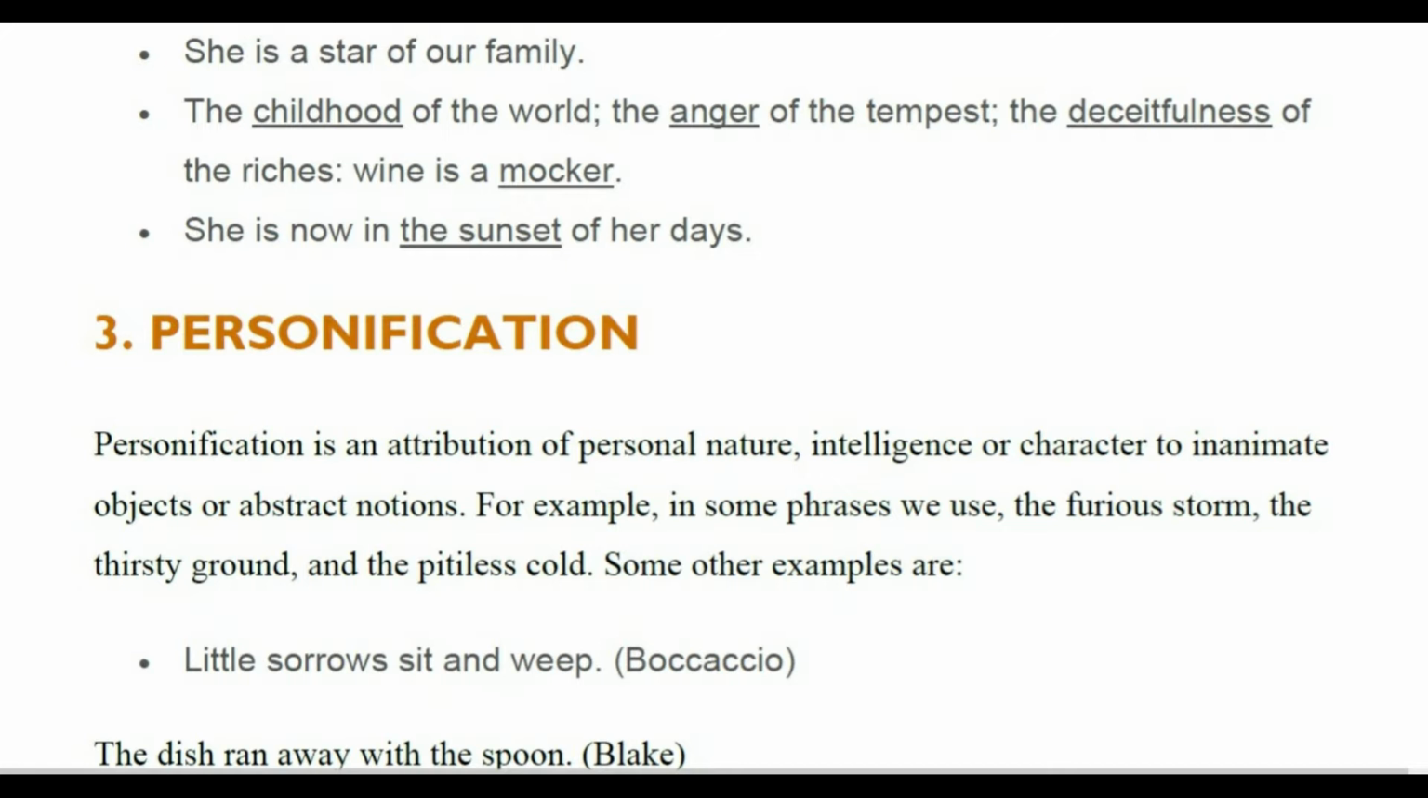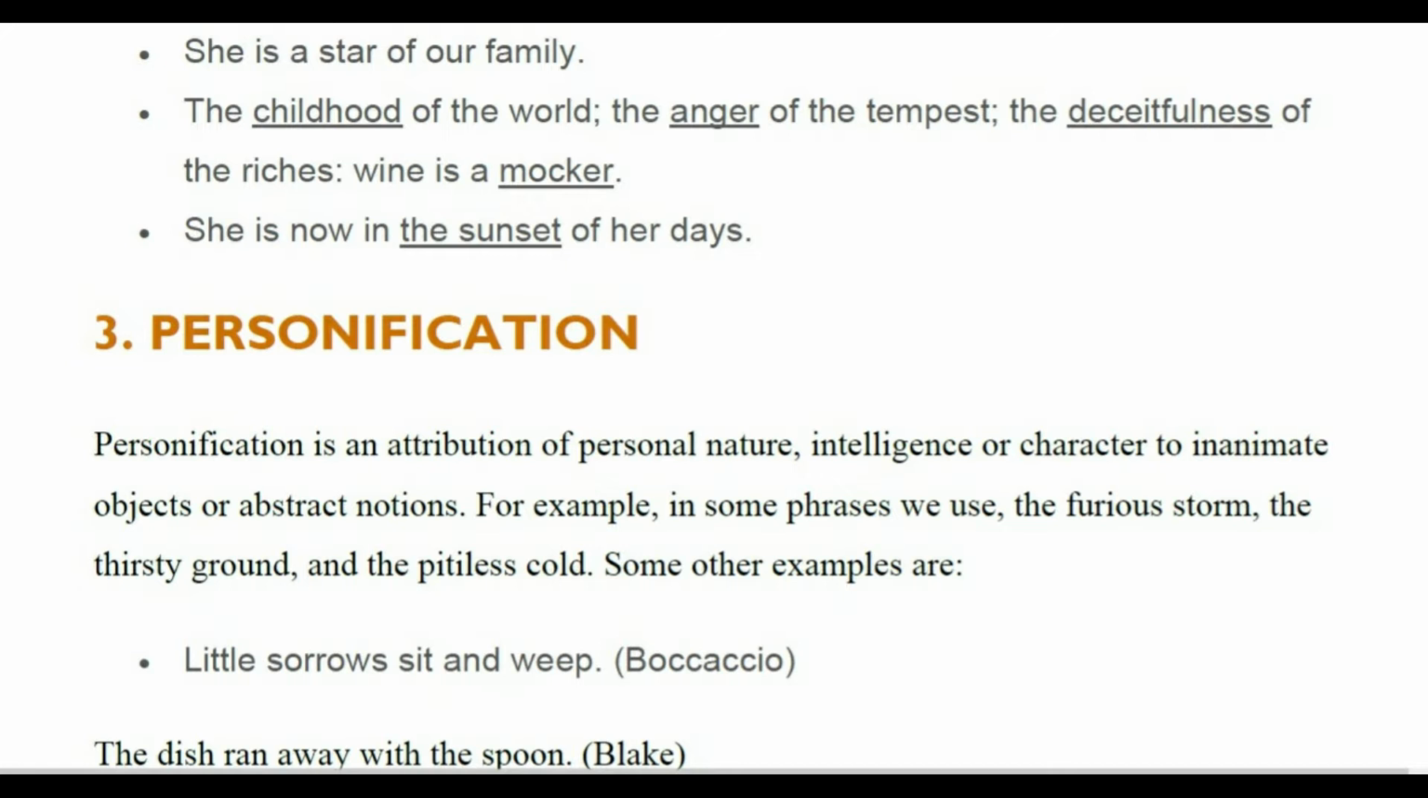First one is, she is a star of our family. So here the girl is being compared with a star. Next one, the childhood of the world. So here, of the world, what is compared? Childhood. Then the anger of the tempest. So here we are talking about how the anger is. Then the deceitfulness of riches. So here deceit means what? Lies, betrayal. Next one, wine is a mocker. So here the wine is compared with a mocker. Next one, she is now in the sunset of her days. So her days are being compared with the sunset.